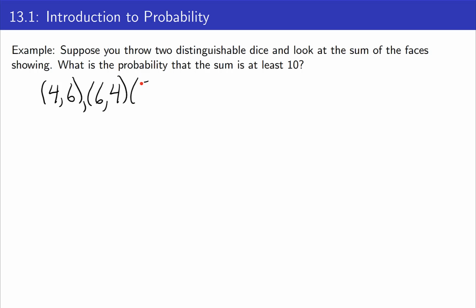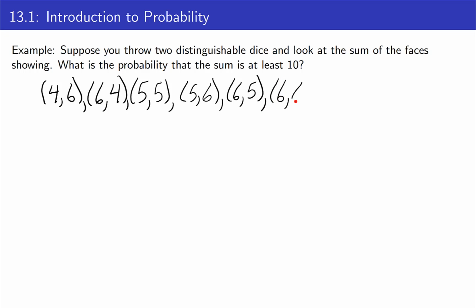Another one is 5 and 5, and that is the sum being 10. But notice that the problem doesn't just say 10, it says at least 10. So now for 11, you could do 5 and 6. But remember, with distinguishable dice, the order matters, so 6 and 5 is another option. And then at least 10 could also be 12, where we're looking at 6 and 6. This is all the possibilities.